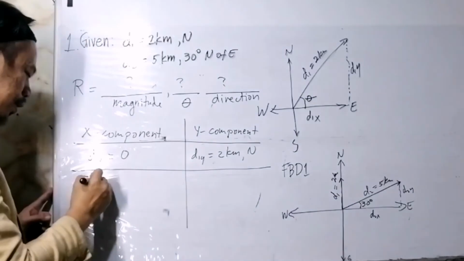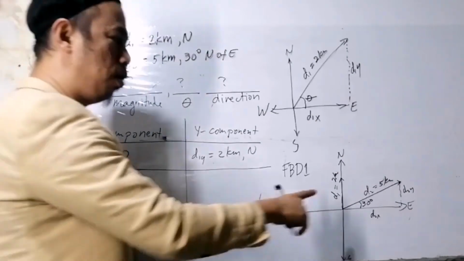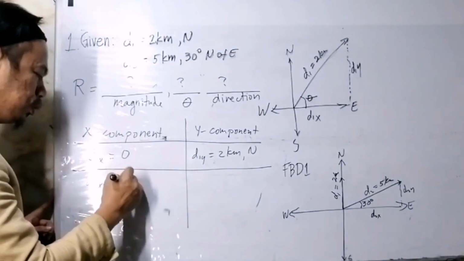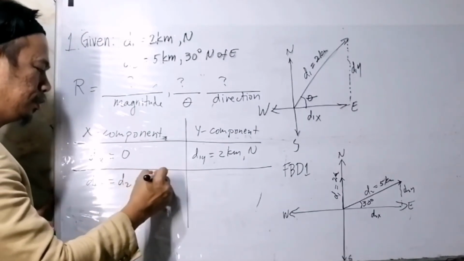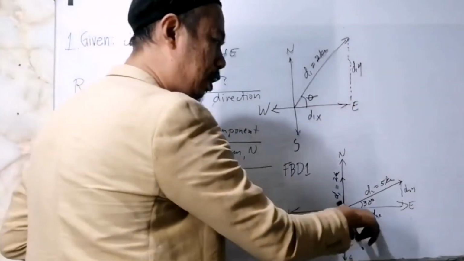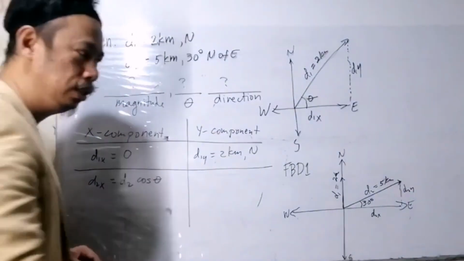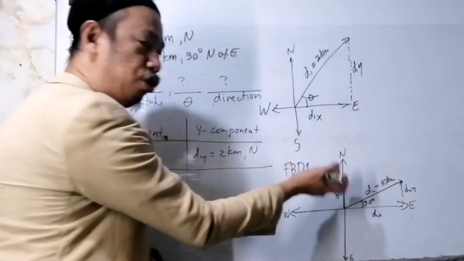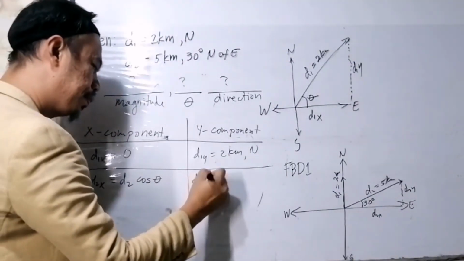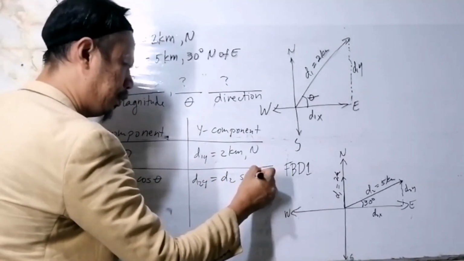Okay? Now, let's go to d sub 2x. So, d sub 2x is, because we have the components d2x and d2y, so we'll be having d2 cosine 30 degrees. Why do we use cosine 30 degrees? Because the angle is located along the east. Okay? So, the angle is in the east, not on north. Okay? So, on d2y, we have d2 sine 30 degrees, or theta.